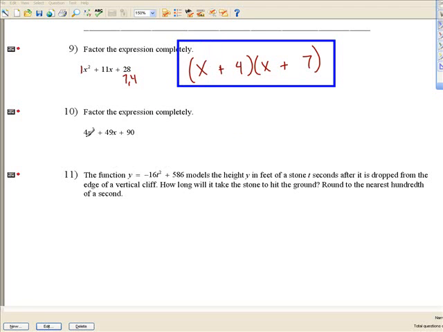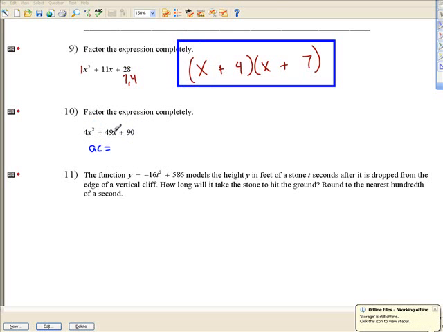Looking on to number 10, we have a perfect square in the front but not in the back. So I can't use any shortcuts on that. I don't see any number that I could take out of 4, 49, and 90. So I've just got to do some brute force mathematics here.